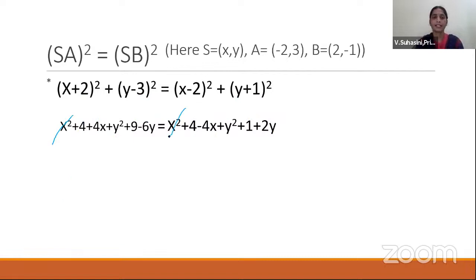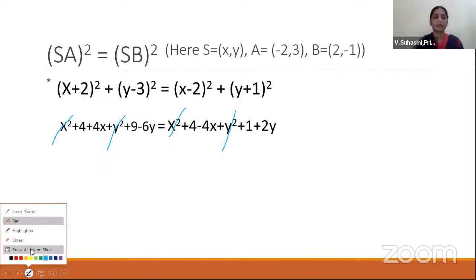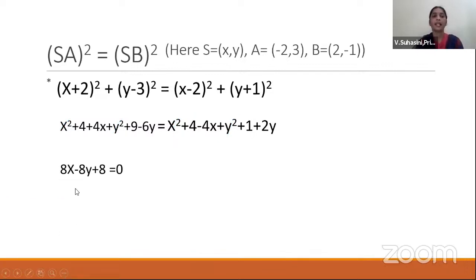x square can be cancelled. y square can be cancelled. And what remains can be put together and simplified. What remains is 8x minus 8y plus 8 equal to 0. Just observe the x terms: 4x, and here it is minus 4x. When minus 4x is transposed to the left-hand side with respect to addition, it will become plus 4x. So 4x plus 4x will become 8x. Similarly, minus 6y and it is plus 2y. Plus 2y when transposed to the left-hand side will become minus 2y. We already have minus 6y on the left-hand side. Hence, it shall be minus 8y. And the constant on simplification will be 8.